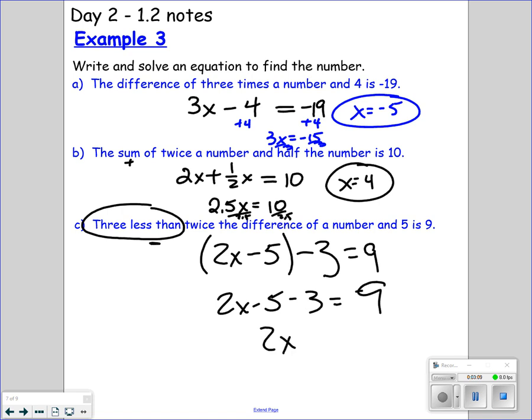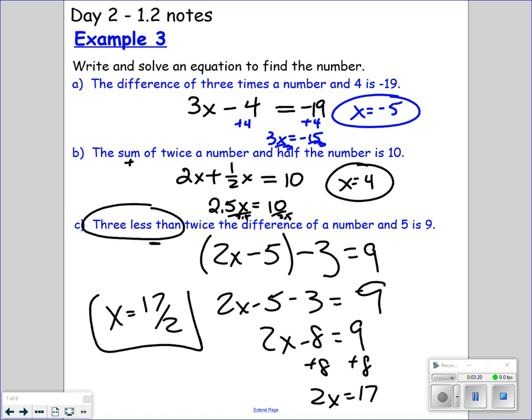I'm going to add like terms. Inverse operations, I'm going to add 8 to both sides. And then you end up getting a fraction here. So you get 17 halves, 8.5, or 8 and a half if you wrote it as a mixed number. So again, this was a lot more challenging. This is probably the one on the test that is missed the most. So please make sure you look that over.